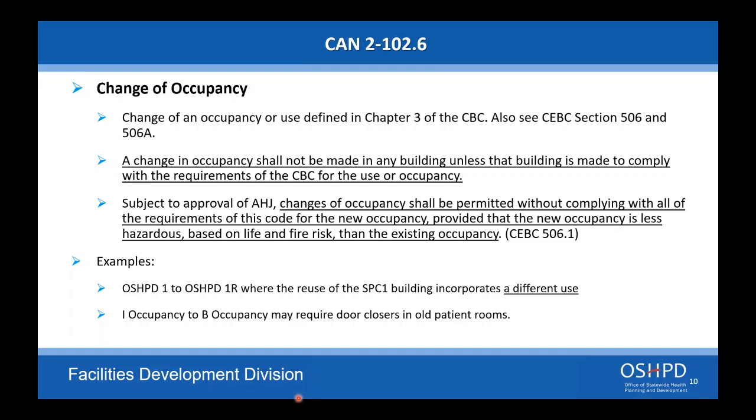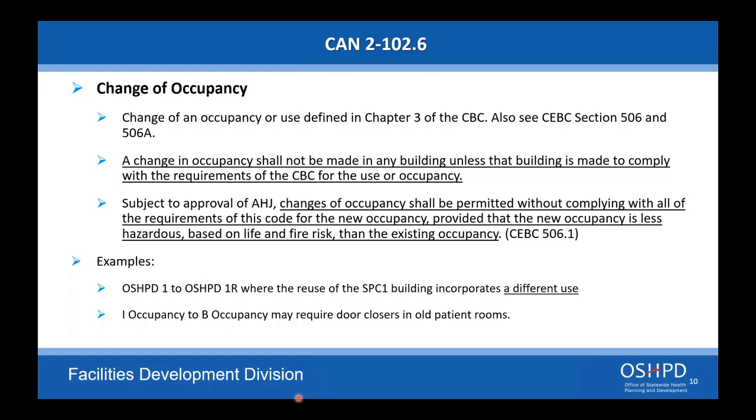OSHPD 1-201R we looked at before, where the reuse space of the SPC1 building incorporates a different use. Now you're putting in a type of use that does not support the OSHPD 1. You're looking at a change of occupancy. And then the requirements of that space would need to comply with the building code unless the space is less hazardous. So you're going from OSHPD 1 to a 1R, it's probably going to be less hazardous, so it won't have to comply with all the new codes for that space.